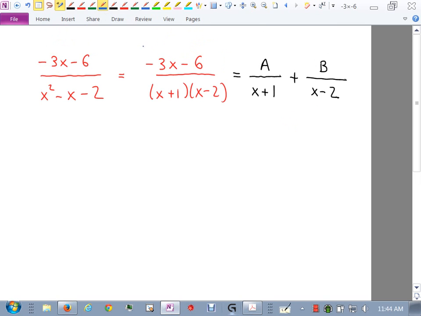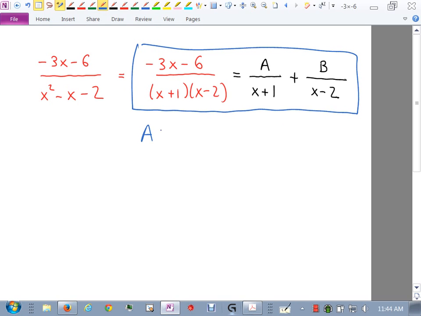Okay, here we go. I'm going to try and figure out what A and B are, right? That's my question. What's A? What's B? If I can figure out what A and B are, I'm done. So I'm working with this. I'm assuming that this equation right here is true. If this equation is true, then you can multiply both sides of the equation by the LCD. So I can multiply both sides by this. That's the LCD.